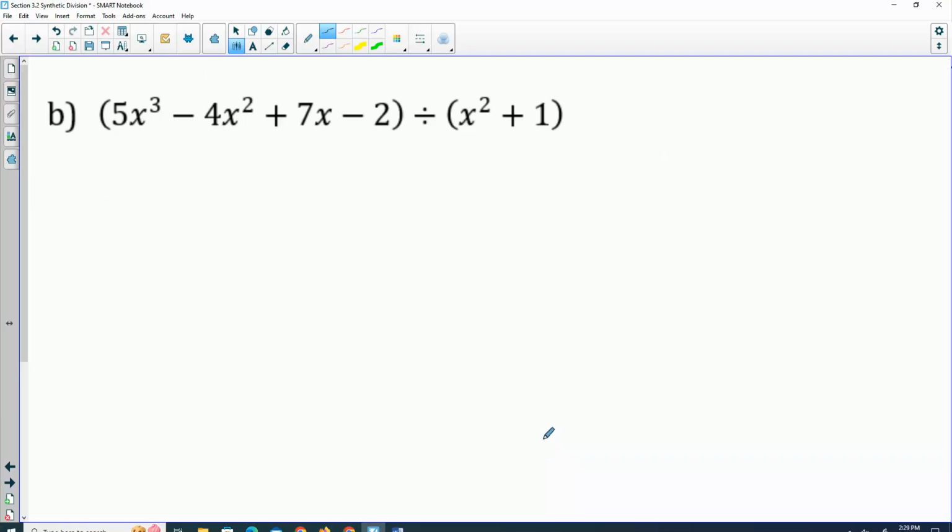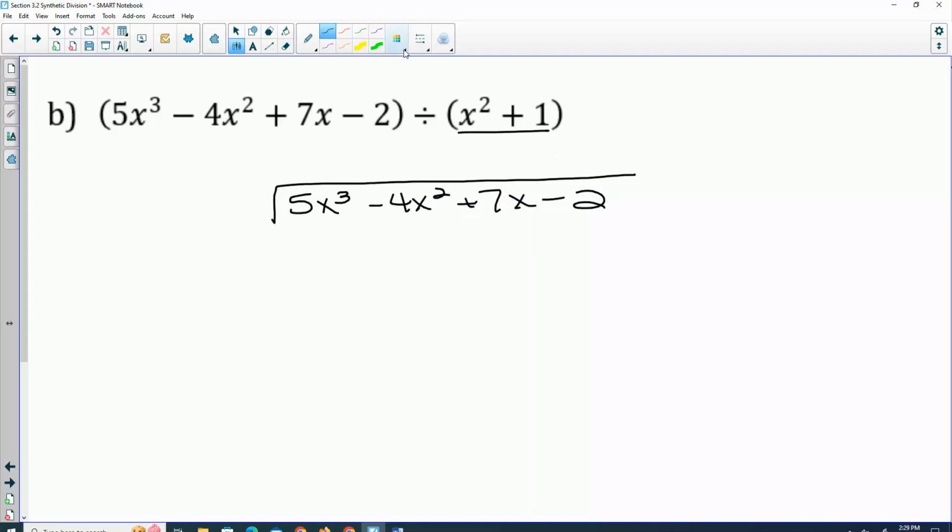What do you notice about what I'm dividing by? Okay, it has an x squared. So underneath, I'm going to put my 5x cubed minus 4x squared plus 7x minus 2. Outside, I have my x squared plus 1. I am going to write x squared plus 0x plus 1. That is not required. But you notice how I jump from x squared down to my constant? If I want things to line up in my subtraction, you can put a 0 there just to help yourself later on. Okay, so if you're missing a power of x, it might be beneficial to put a 0.